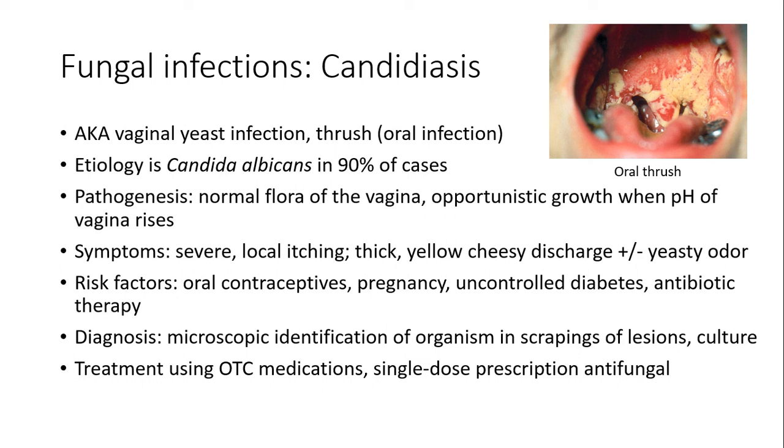Pathogenesis-wise, this again is an opportunist. It's something that's in the normal flora of the vagina, but when the pH of the vagina rises due to the diminishment of lactobacillus or other factors, you can get this opportunistic overgrowth. And when that happens, you'll see things like a severe local itching, as well as a thick, yellow, cheesy discharge. No pictures. And this can come with or without a yeasty odor.